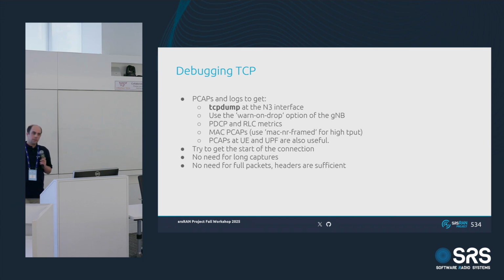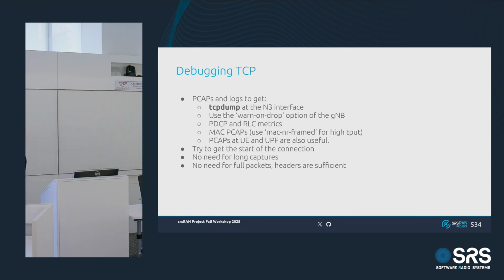We also implemented a configuration variable called warn on drop, so that if there is a drop somewhere inside the GNB, you will be warned. There'll be a log entry so that you can later inspect and figure out why there was a loss.